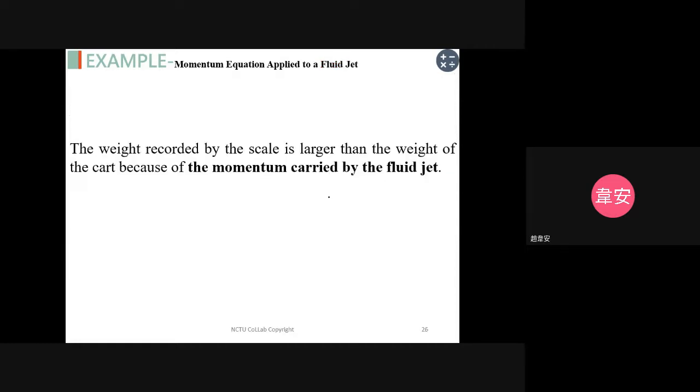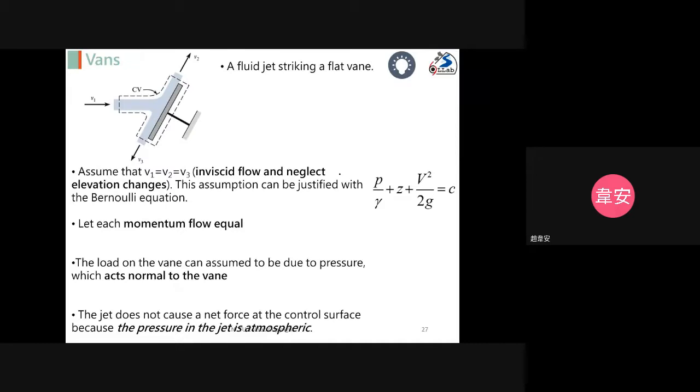Okay, so the slide just summarizes the key knowledge for this exercise. The weight recorded by the scale is larger than the weight of the car because of the momentum carried by a fluid jet. Okay, so the next exercise, the target related to the fence.